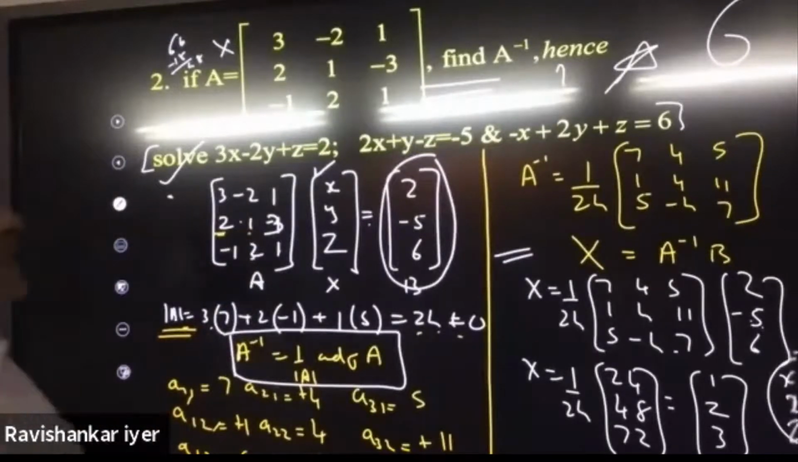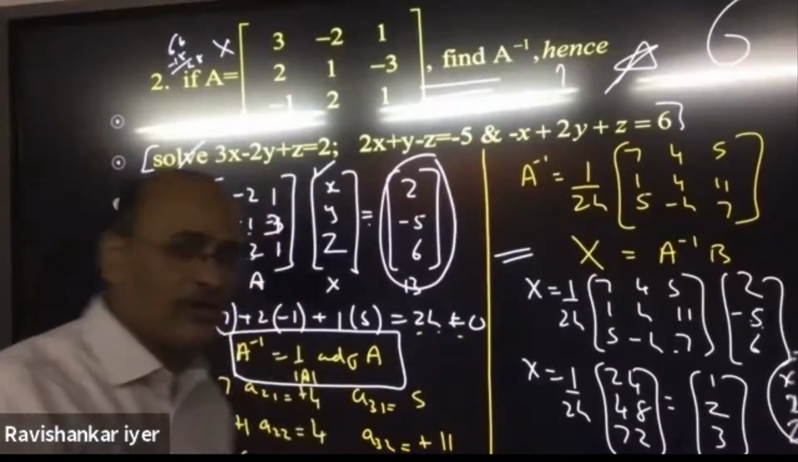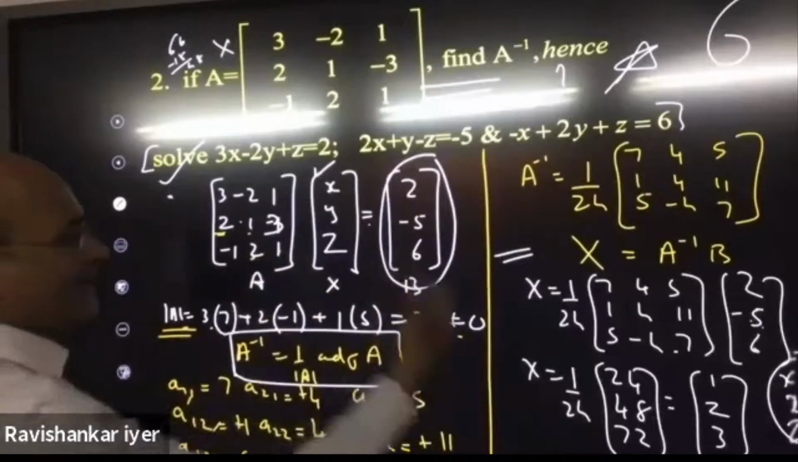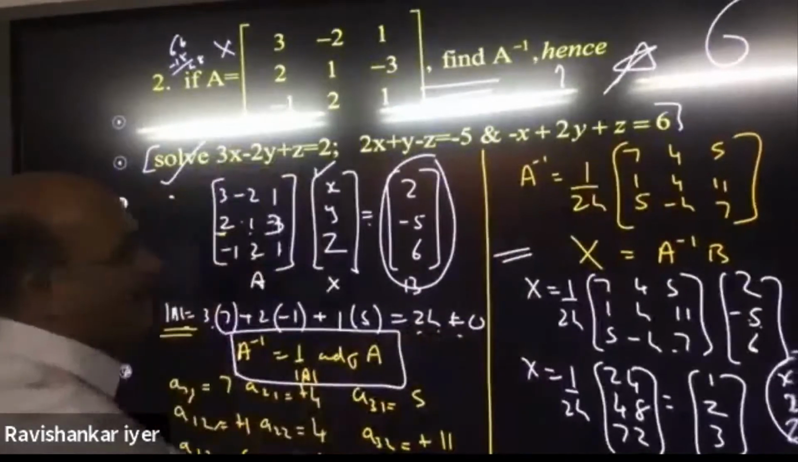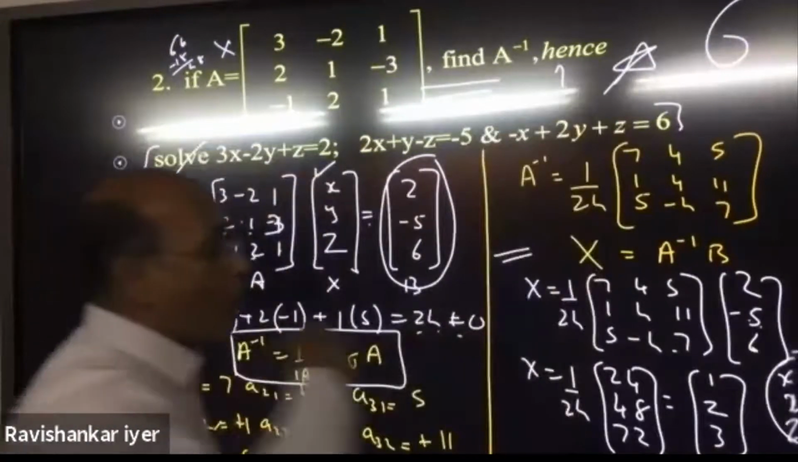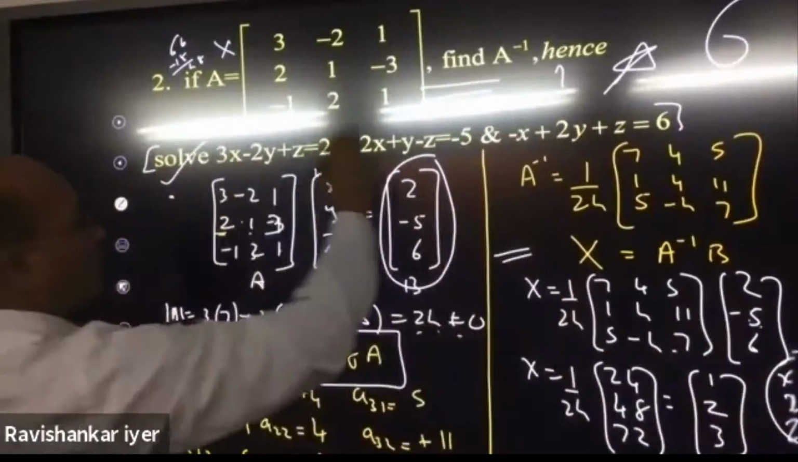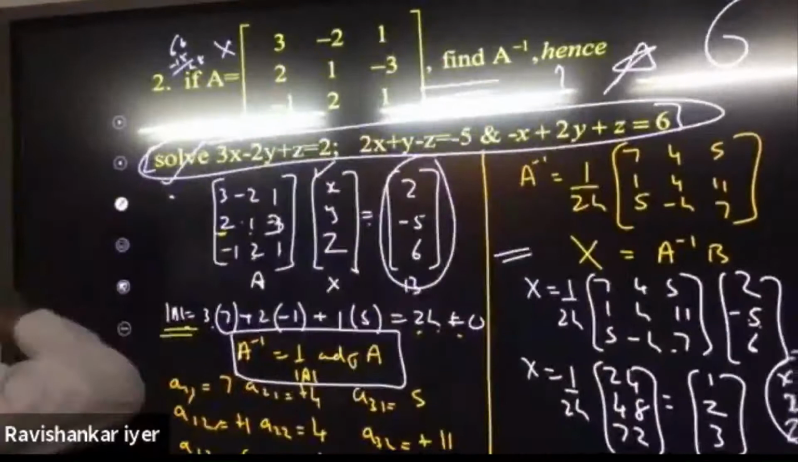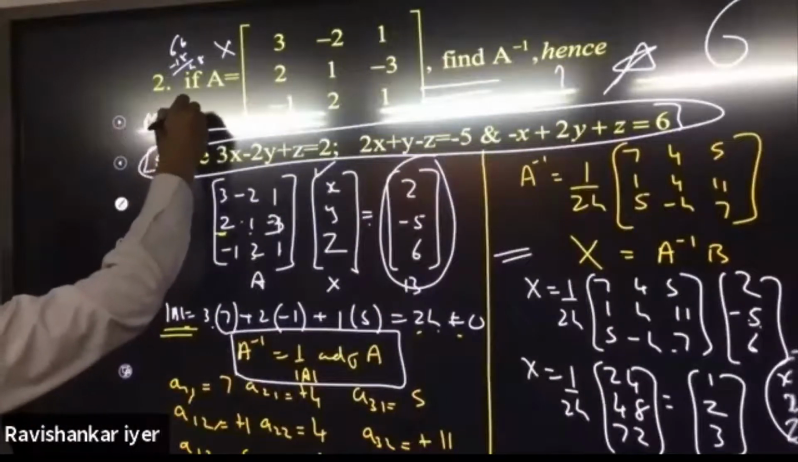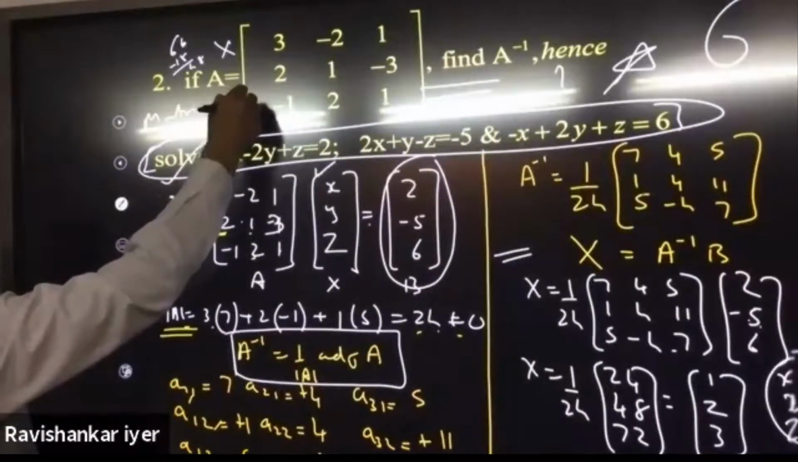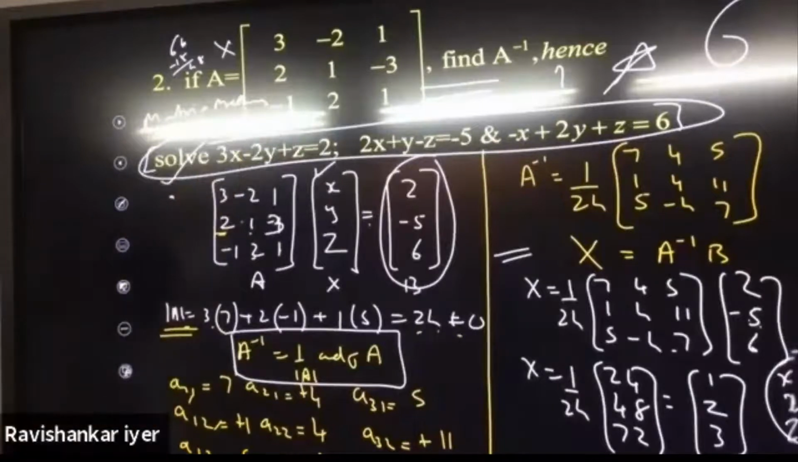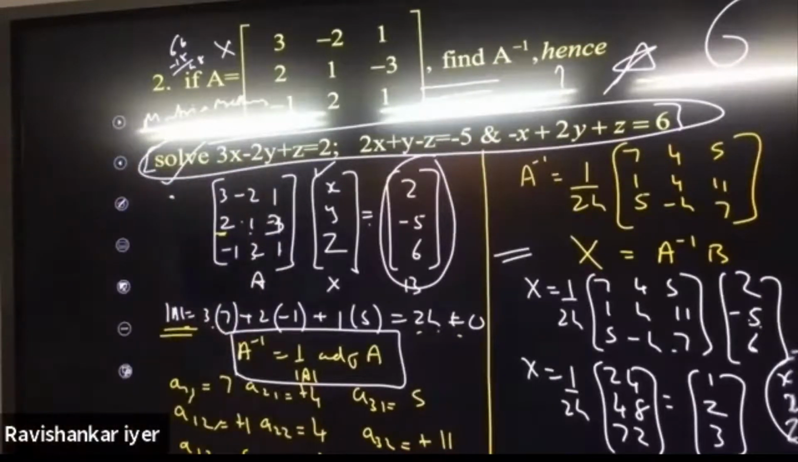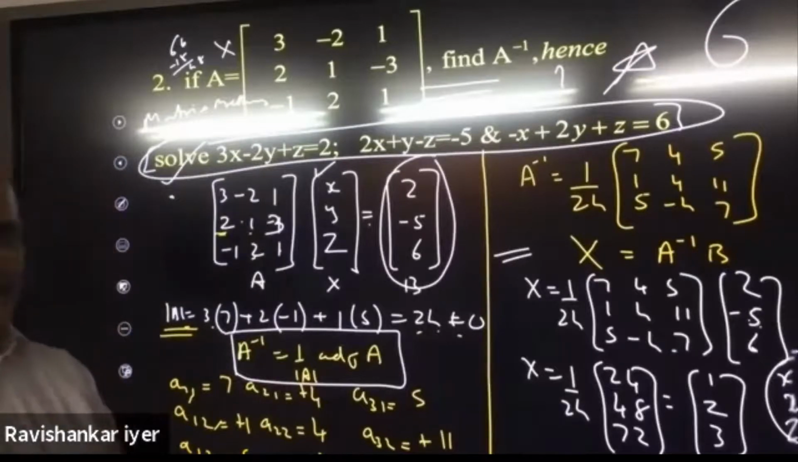We will continue with the live sessions now. In the next lecture, children, more sums will come on this pattern. Again and again you will revise how to find the adjoint, how to find the inverse, and how to solve simultaneous equations by using the matrix method. Keep that in mind. So I hope you got this point, children. Please note it down, and with that we end the lecture.